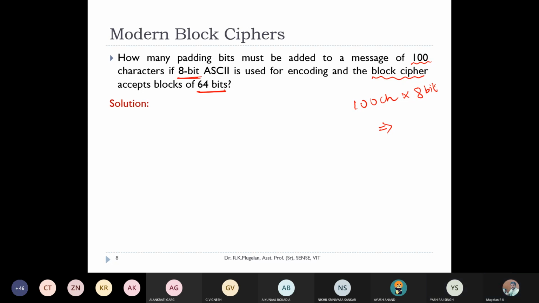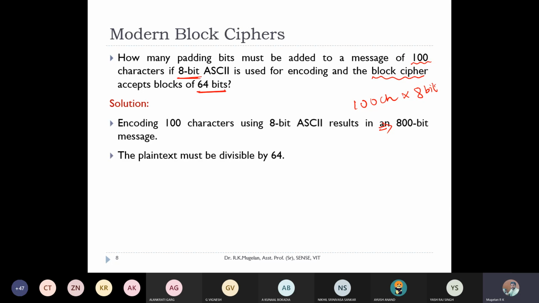Yes, sir. What is the size of the message then? I have 100 characters, and each character is made up of 8-bit ASCII value. Totally how many bits will be there for the entire message? 800, sir. We are having 800 bits, right? And they say that the plaintext should be segregated into blocks of 64 bits. Can anyone tell how many blocks you are able to make from these 800 bits, where each block size is 64 bits?